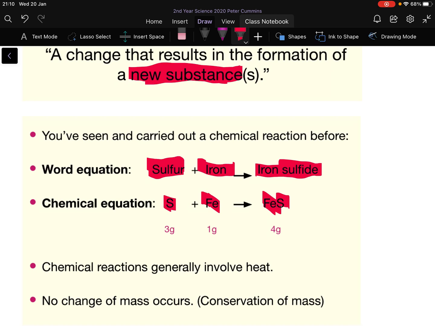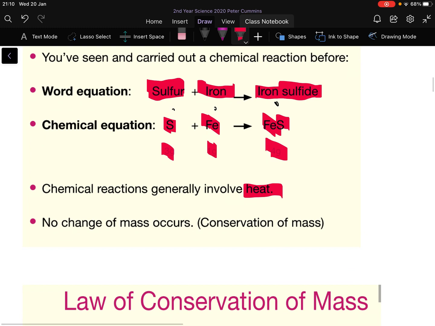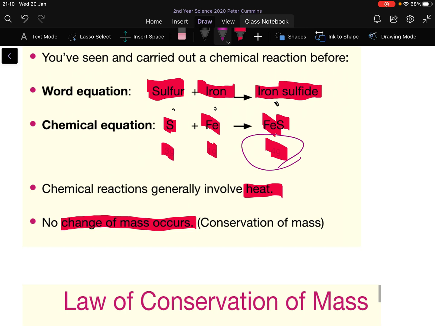Okay, if I have 3 grams of this, I take 1 gram of this, add them together, heat them up, and you're going to get something different, which is FeS. Weigh that now for me, and you'll get 4 grams. To get this and this to form this, you're going to have to include heat. But the important part of this is that no change of mass occurs. If I get you to weigh 3 grams of sulfur and 1 gram of iron, you're going to get 4 grams of iron sulfide. So no change.